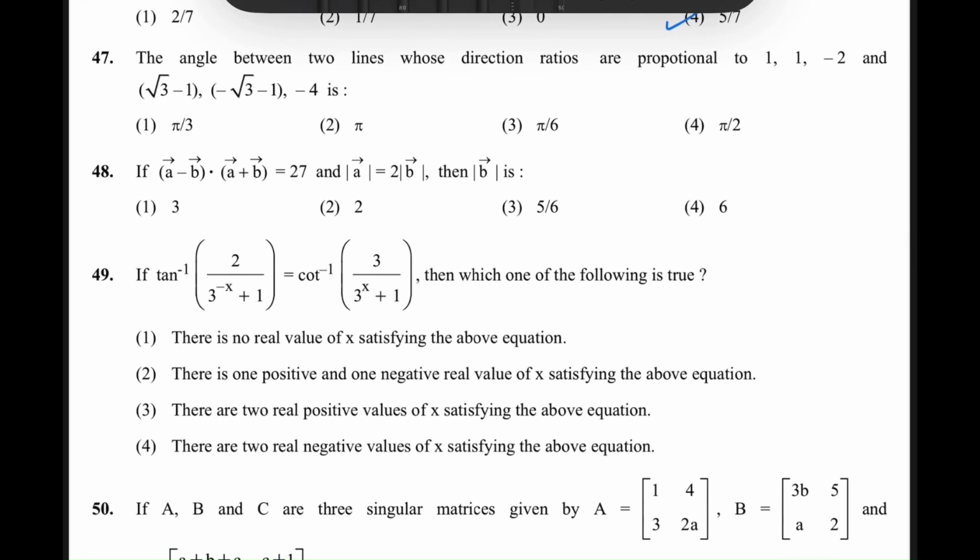Okay, so in question number 47, he's asking you to find the angle between two lines whose direction ratios are proportional to this. We are given a vector equals i plus i minus 2j, and what are the direction ratios of b vector?